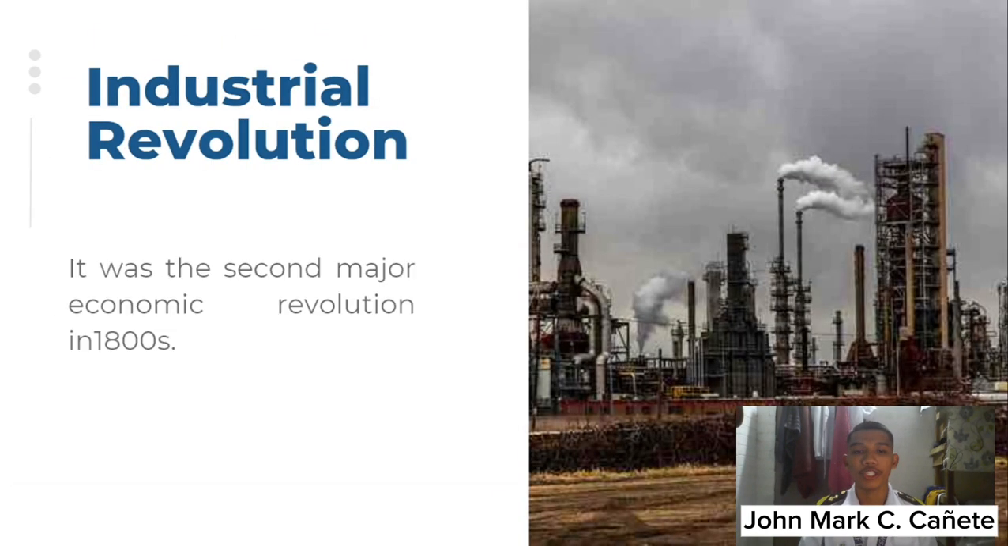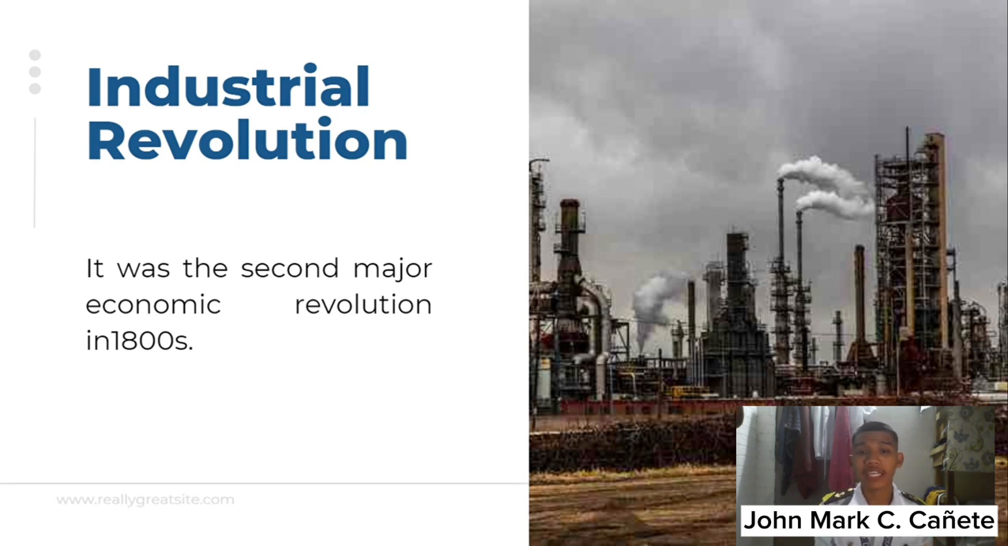Industrial revolution. It was the second major economic revolution, in the 1800s, and with the rise of industry came new economic tools. Factories were popping up and changed how work functioned. Instead of working at home, people began working as wage laborers and becoming more specialized in their skills. Thus, productivity went up, standards of living rose, and people had access to a wider variety of goods due to mass production.